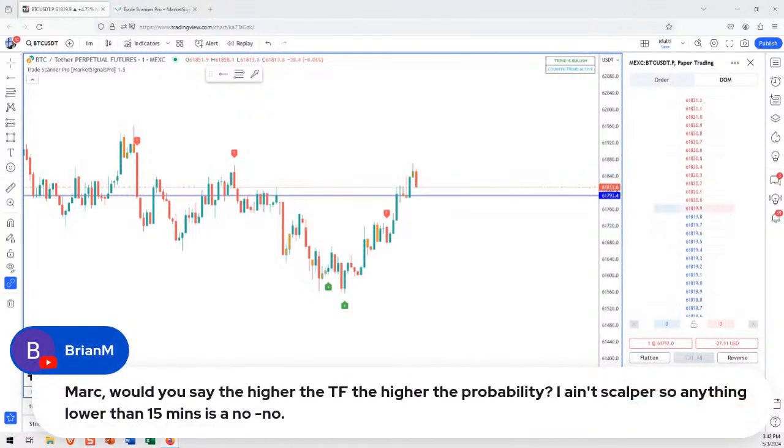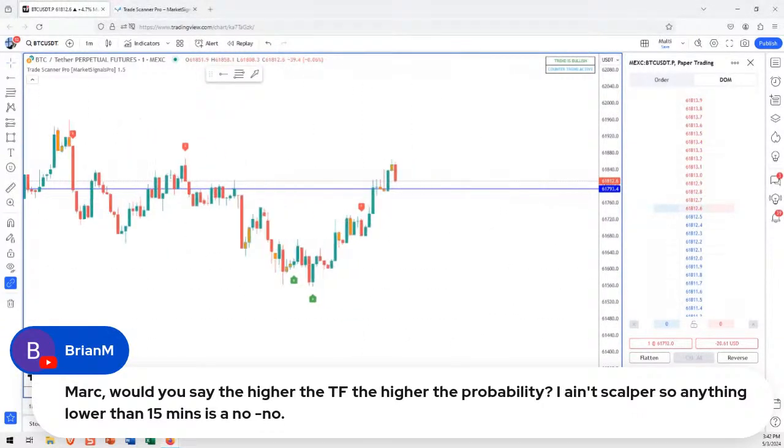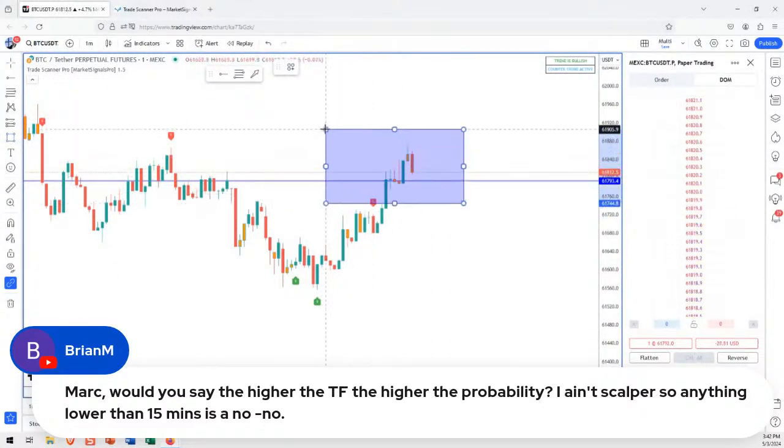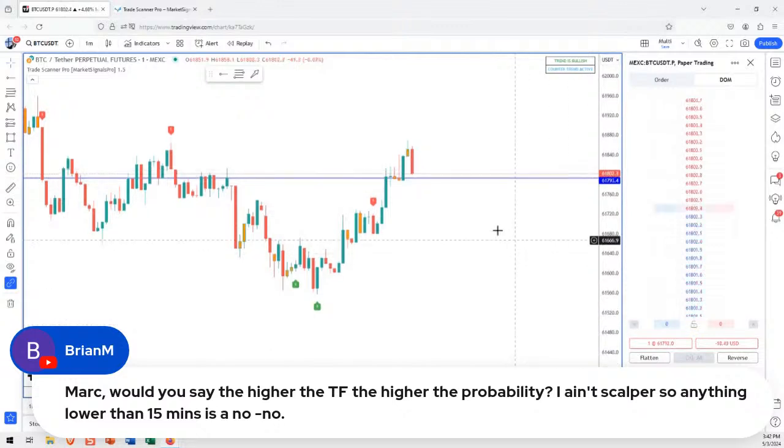Brian says here, would you say the higher time frame, higher probability? Okay, the higher time frame, the more weight, not necessarily probability. It's still 50%. It's just the more weight this level carries. Like on that hourly chart, the general area carries a lot of weight, so I shouldn't be surprised to see a counter trend signal. Look at that. The signal's probably coming next.